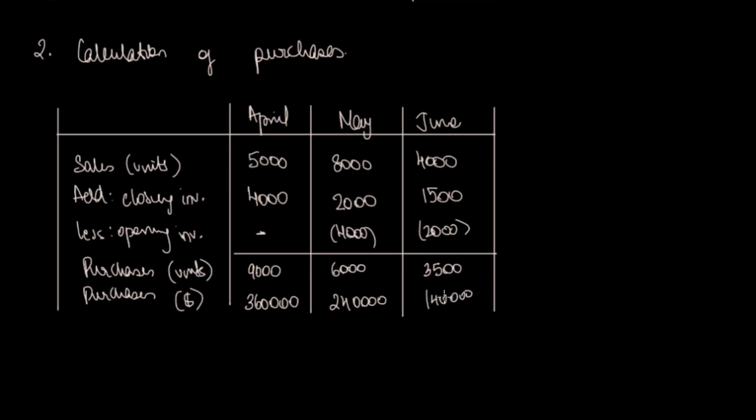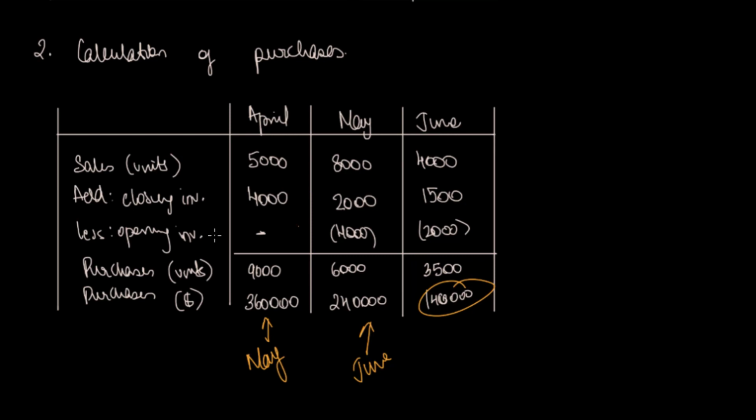This is the value of purchases done in the month, but this amount is not paid in that month. This amount is paid in the next month after purchase. So this 360,000 is actually paid in May. This is paid in June, 240,000. This is anyways in July. We are not concerned. We are only preparing cash budget for April, May and June.